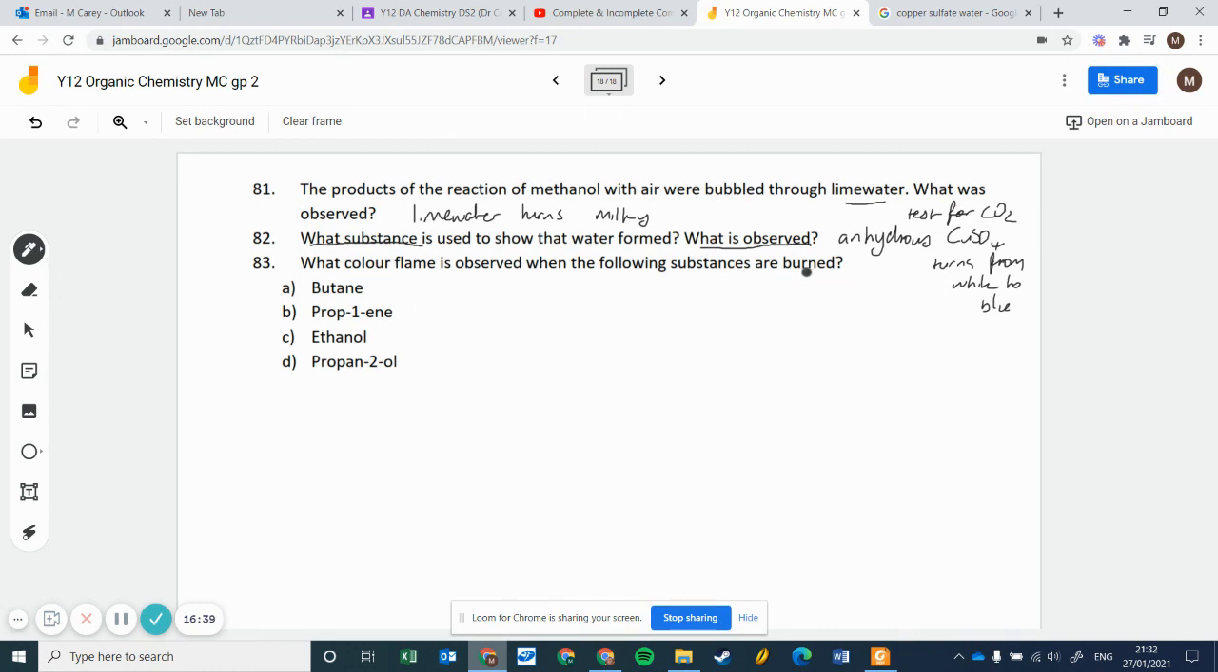83, what colour flame is observed? Butane, so that's going to be an orange sooty flame. It's an alkane, and the alkene is also going to give an orange sooty flame. Ethanol is an alcohol, so it's going to be a blue flame, and propan-2-ol will also be a blue flame. It just depends on the functional group. Alkanes and alkenes will give you an orange sooty flame. Alcohols will give you a blue flame.